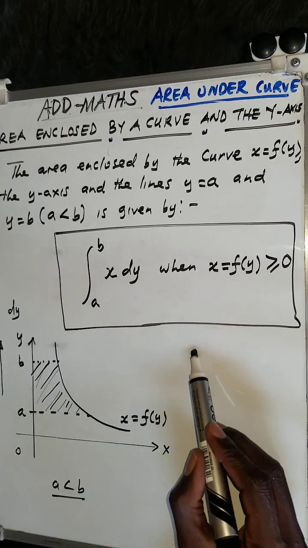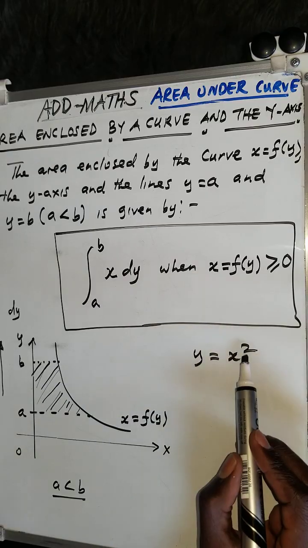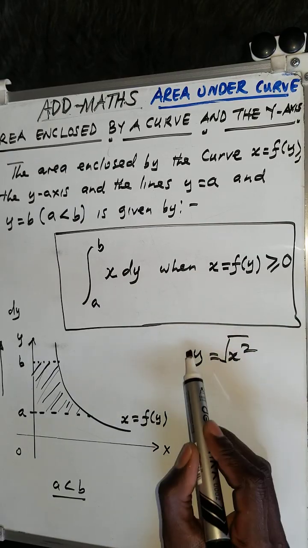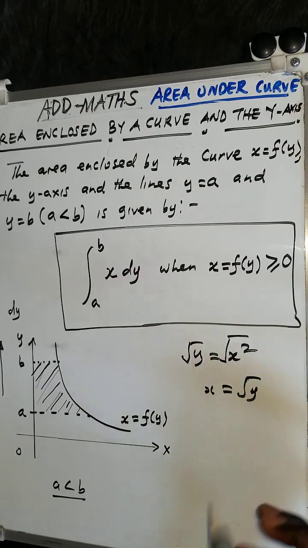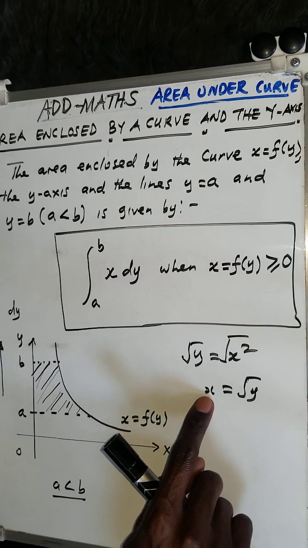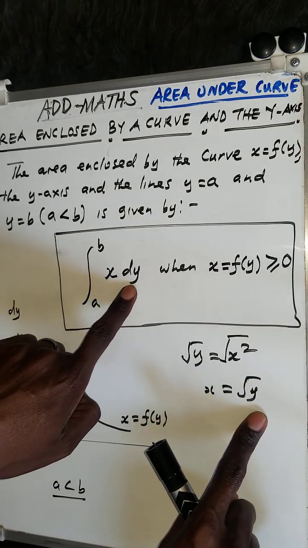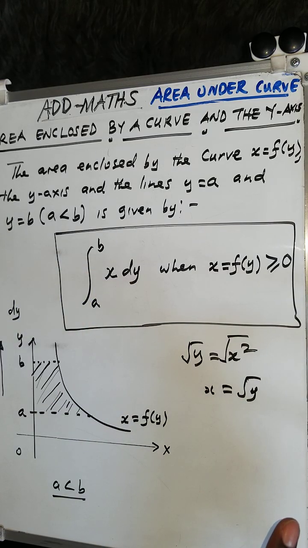In simple terms, if you have been given y is equal to x squared, it simply means you need to make x the subject of the formula. You can introduce the square root, meaning x will be equal to the square root of y. So where there's x there, you are going to replace this so that you integrate it with respect to dy because it is the one that is changing.